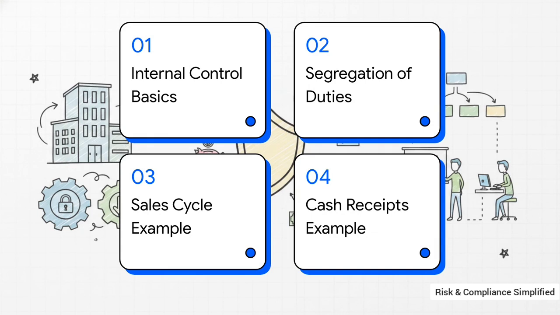Okay, let's dive into exactly what we're covering. First, the basics of internal control. Second, the segregation of duties, specifically the ARC framework. Third, a really detailed example looking at the sales cycle. And finally, number 4, another highly detailed example focusing on cash receipts.